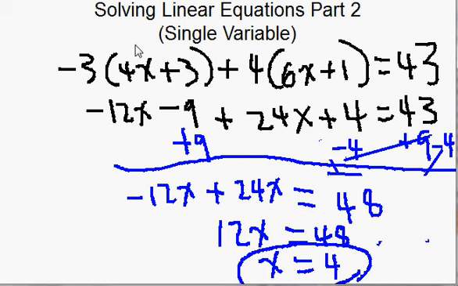So let's plug this in, switch to my orange color, and I end up with negative 3 times 4 times 4 is 16. 16 plus 3 is 19.